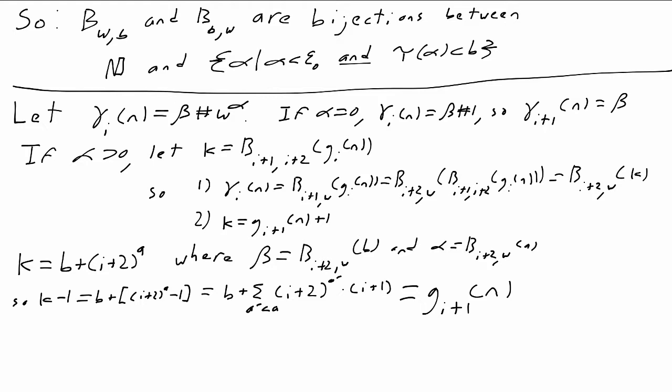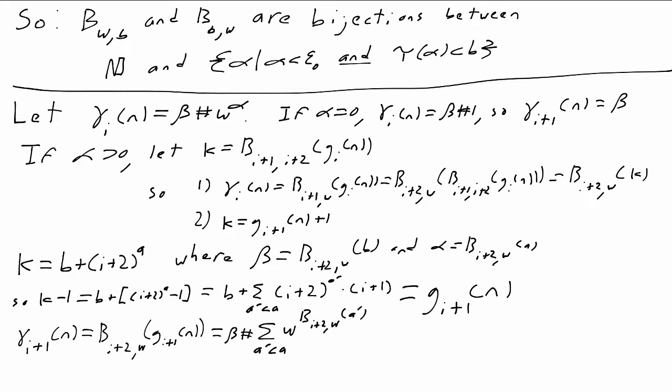Now, γ_{i+1}(n) is b_{i+2}^ω(g_{i+1}(n)). And each of these terms lifts to an ordinal. So that will be β plus the sum over a' less than a of ω to the b_{i+2}^ω(a') times (i+1). Which ordinals are in this sum? What are these ordinals of the form b_{i+2}^ω(a') for a' less than a? Well, since a' is less than a, b_{i+2}^ω(a') is less than b_{i+2}^ω(a), which is α.